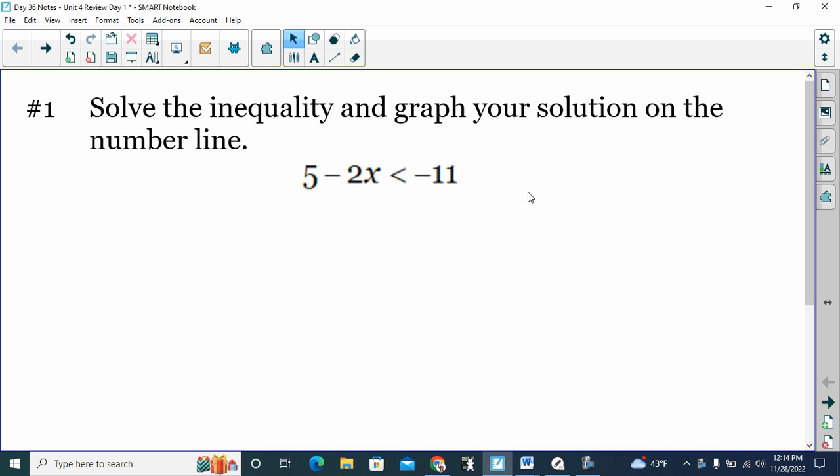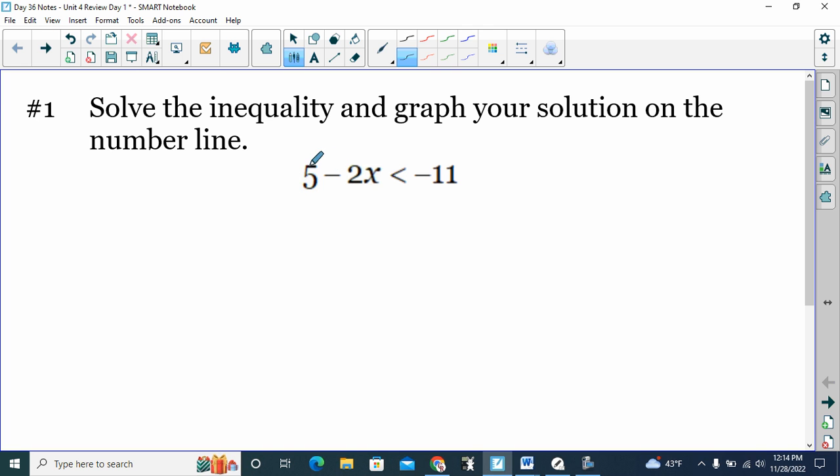So number 1 asks us to solve the inequality and graph the solution on the number line. We solved one-step inequalities in the previous unit. We also learned how to graph inequalities in the previous unit. But we started two-step inequalities and multi-step inequalities here in Unit 4. So remember, we solve inequalities exactly the same way that we solve equations. We just have one more rule we need to keep track of. Sometimes we flip that inequality around the other way. We do that if we multiply or divide both sides of the inequality by a negative number.